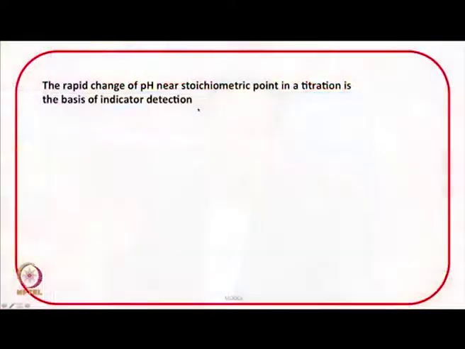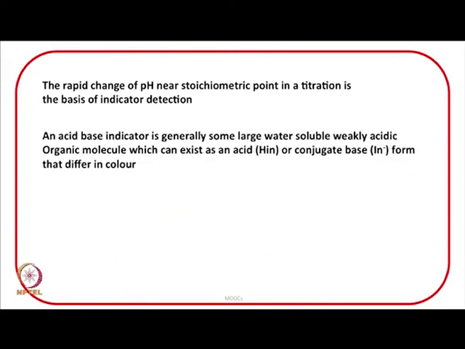The rapid change of pH near the stoichiometric point in a titration is the basis of indicator detection. We will discuss more about that. An acid-base indicator is generally a water-soluble, weakly acidic organic molecule, and that organic molecule should be able to exist in an acid form, which I write as HIN, and a conjugate base where the proton is donated, which I write as IN minus form, and both of these occur in different colors.